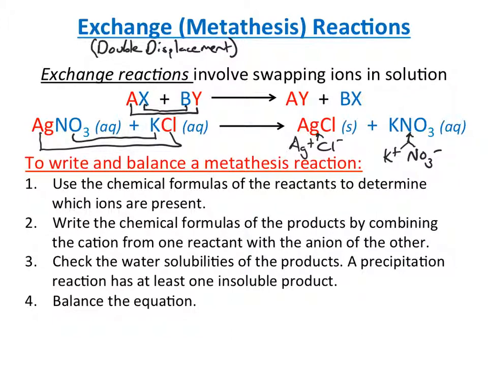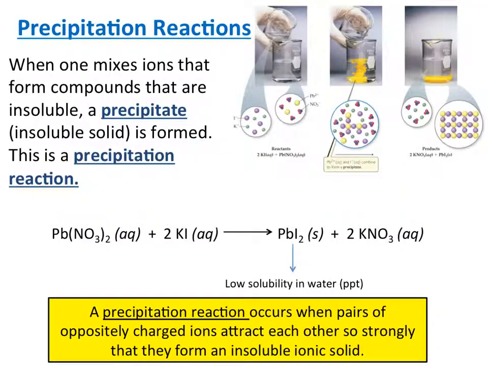And so we can really go through the different steps in order to write and balance a metathesis reaction. So first, use the chemical formulas of the reactants to determine which ions are present. Second, write out the chemical formulas of the products by just combining the cation from one reactant with the anion of the other. Third, we can check the water solubilities of those products to determine if a precipitation reaction has been formed. Fourth, we can balance that equation.